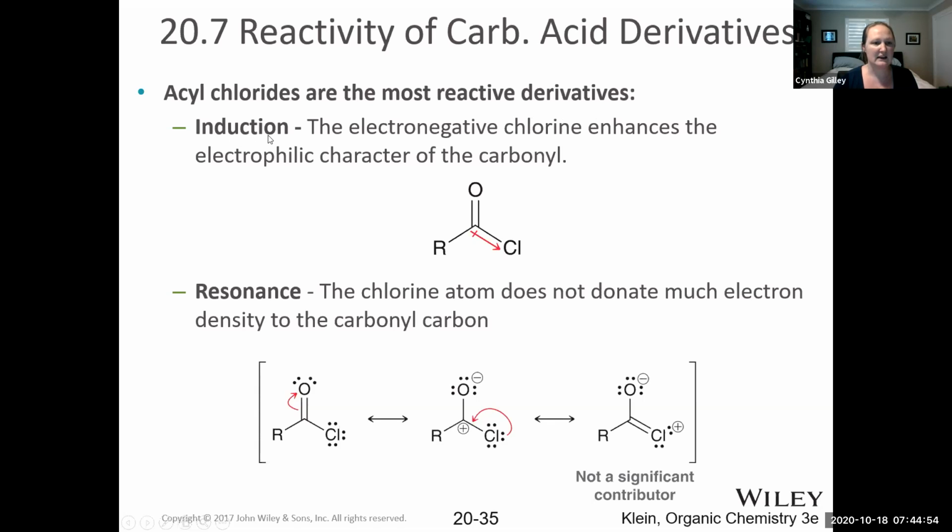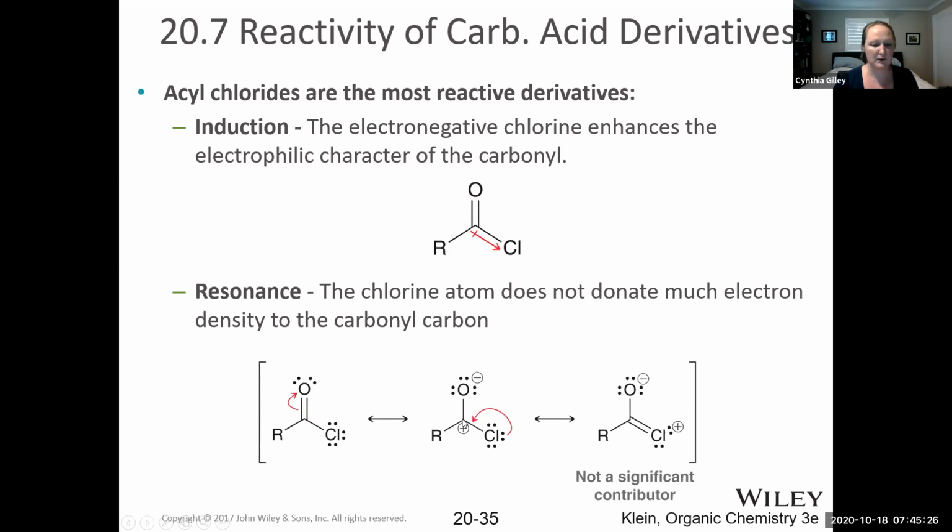If we look at the induction, the halogen is pulling electron density away from the carbonyl carbon, making it more electrophilic. Of course, the oxygen is also pulling electron density away through the sigma bond. This is also induction, but it's common to all of the carboxylic acid derivatives that we're comparing, so we're just ignoring that for now.